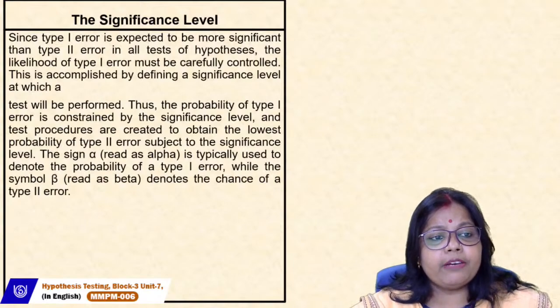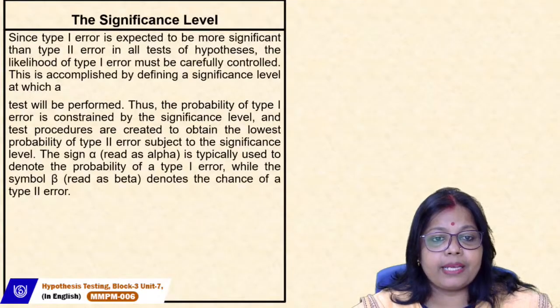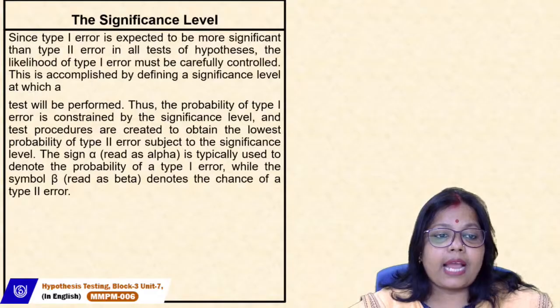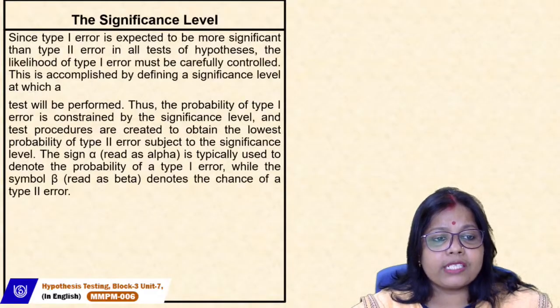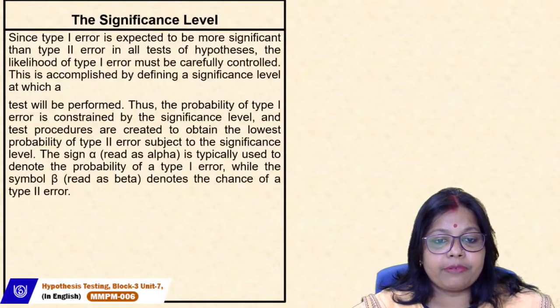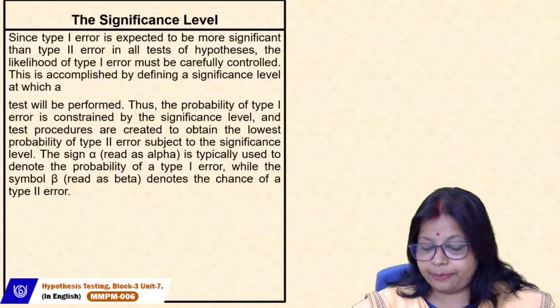So thus the probability of type 1 error is constrained by the significance level, and test procedures are created to obtain the lowest possible probability of type 2 error subject to the significance level. The sign alpha is typically used to denote the probability of type 1 error, while the symbol beta denotes the chance of a type 2 error.